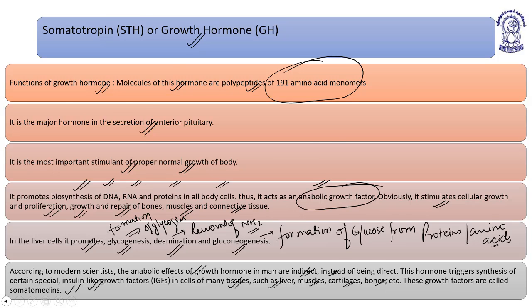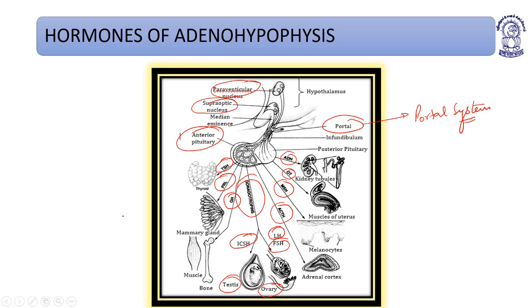So, I will make a list of all the hormones again. Starting from thyroid stimulating hormone, which stimulates the thyroid gland to secrete thyroxine, then prolactin, then gonadotropin hormone, then growth hormone, then ICSH, which is a part of gonadotropin, interstitial cell stimulating hormone or luteinizing hormone, and the other one is follicle stimulating hormone. Then adrenocorticotropic hormone, then melanocyte stimulating hormone, then oxytocin and ADH, antidiuretic hormone.